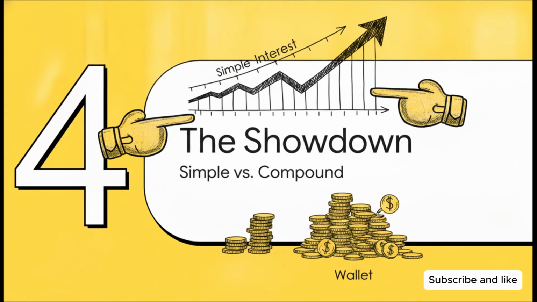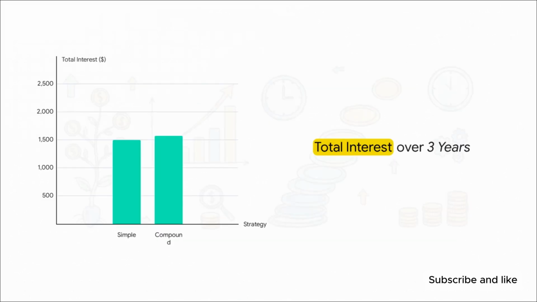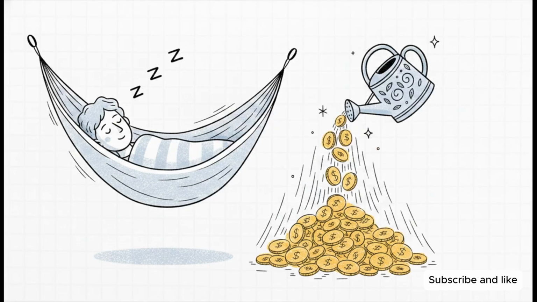Which brings us to Section 4, the showdown. Simple versus compound. If we compare these strategies side by side, the mathematical advantage becomes crystal clear. Simple interest leaves you with an extra $1,500. But the compound interest strategy generates $1,576.25 over the same period. And this brilliantly illustrates exactly how that mathematical advantage pushes your wealth just a bit higher, even over a relatively short window of time. That gap is exactly $76.25.